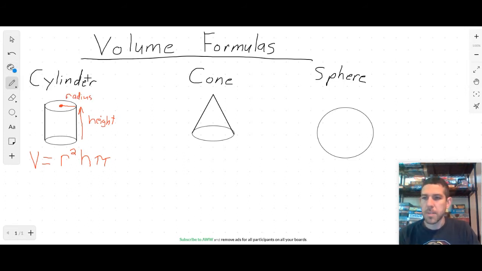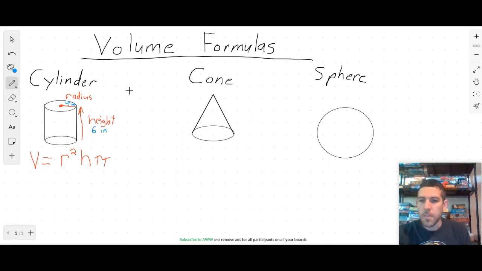I'm just going to make up some numbers here. Let's say this cylinder has a radius of 4. I'm just going to draw a little 4 in here. We'll say 4 inches across, halfway across the top of this cylinder. And the height, let's say, is 6 inches. So this is a 6-inch tall can.